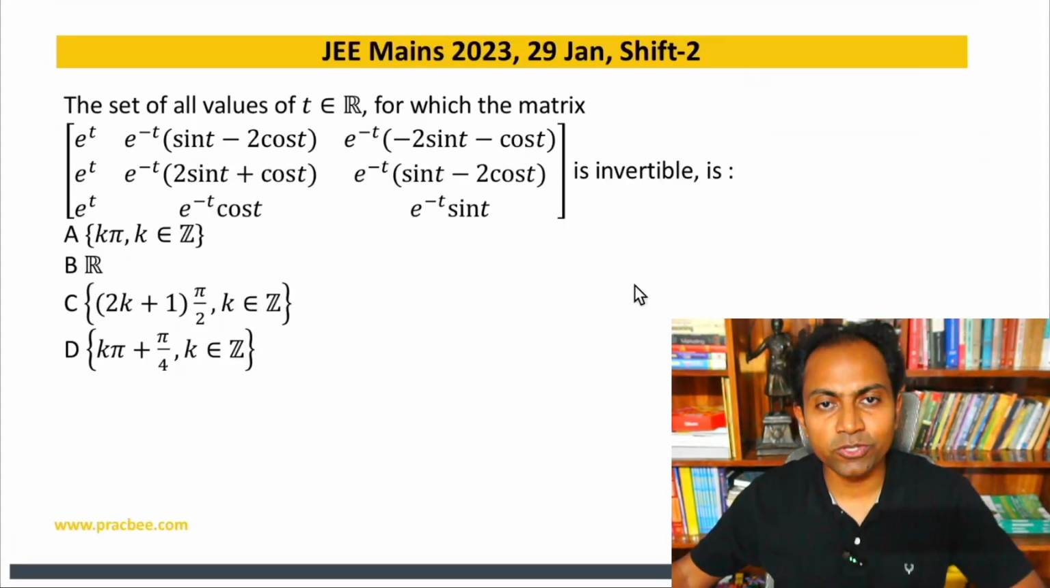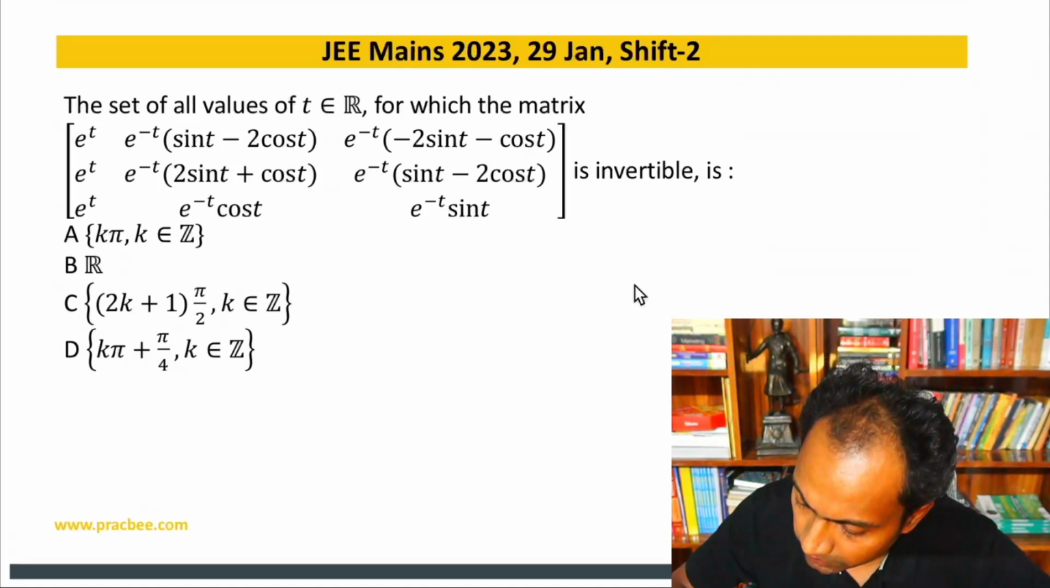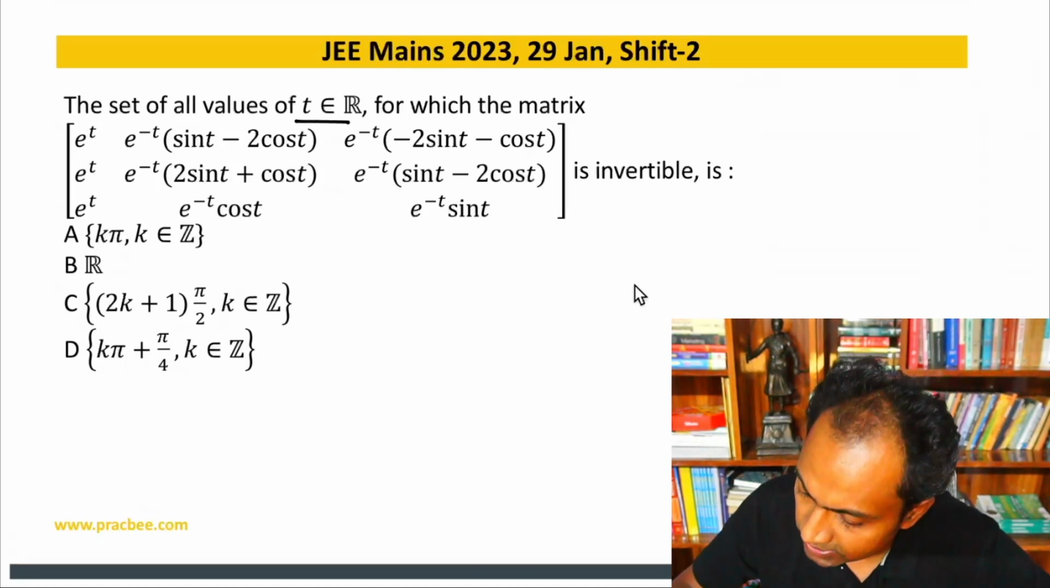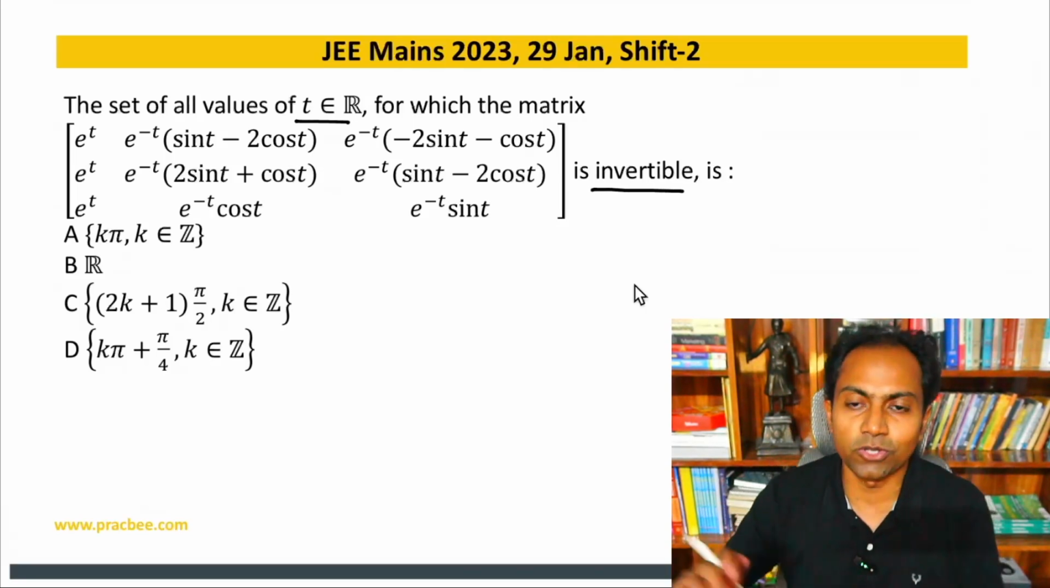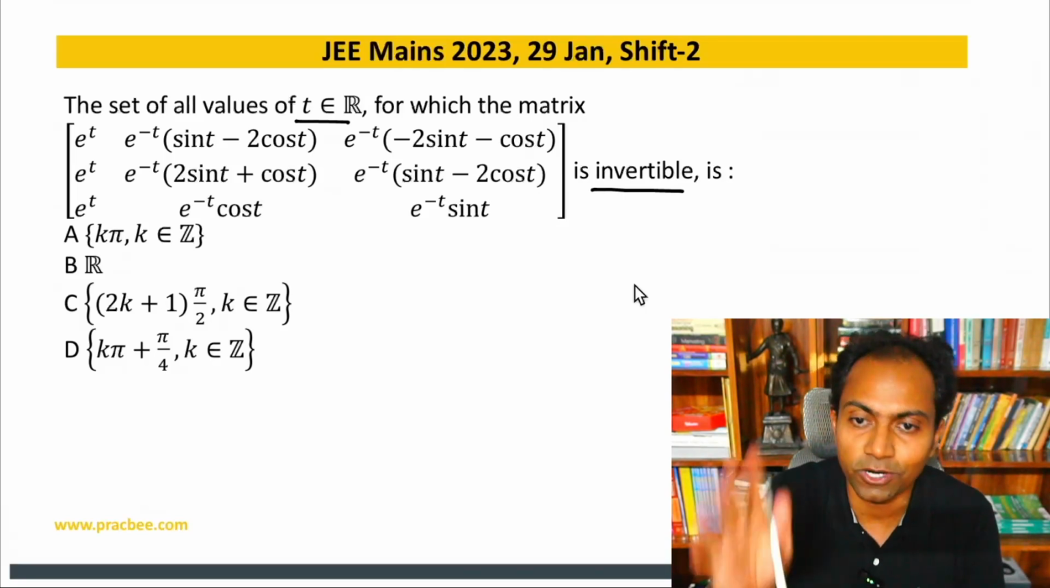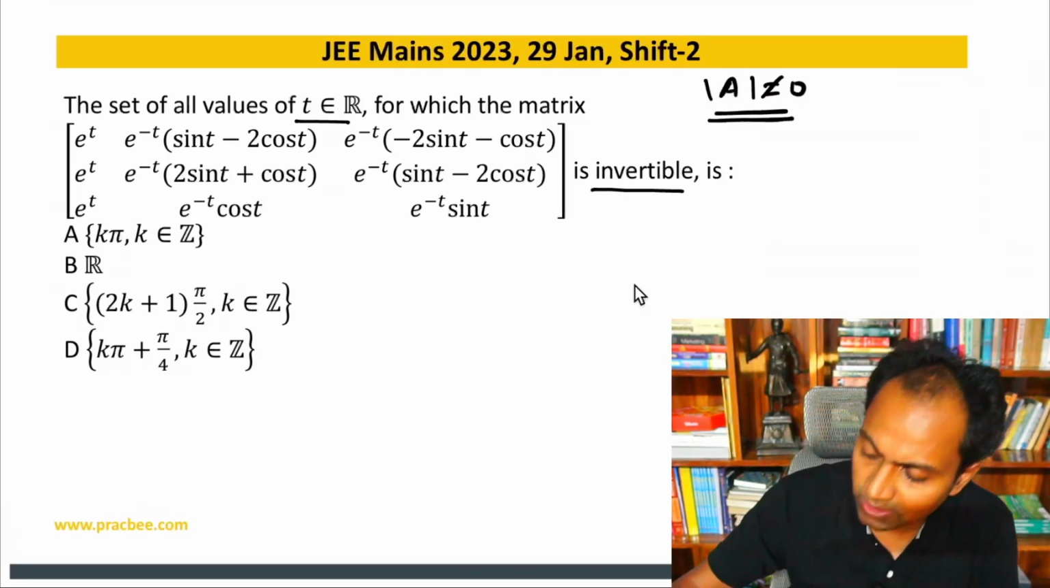Now let us look into this 2023 question. Question says that for what values of t would this matrix be invertible? See, a matrix is invertible when it is non-singular. Non-singular means the determinant should not be equal to 0. That is what it means. So the determinant of this matrix should not be equal to 0. So let us first find the determinant.